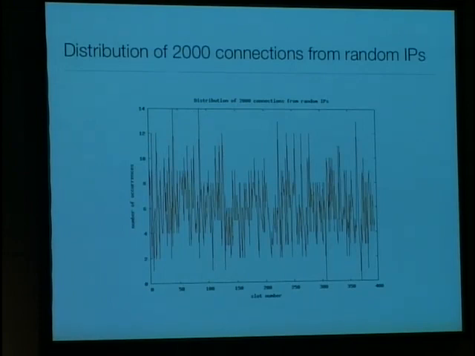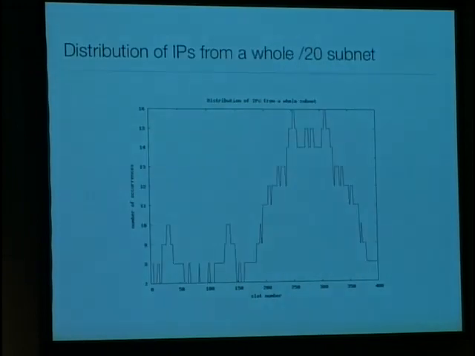And we also did that for a /20 subnet. And the distribution looks different. And that's just one example. It's really weird graphics, but we couldn't find any modifications to the hashing algorithm to significantly improve that. But it's good enough anyway.